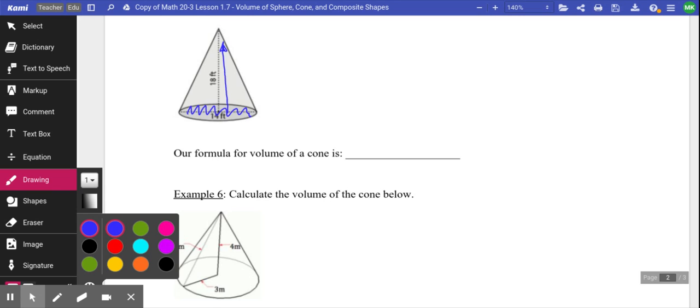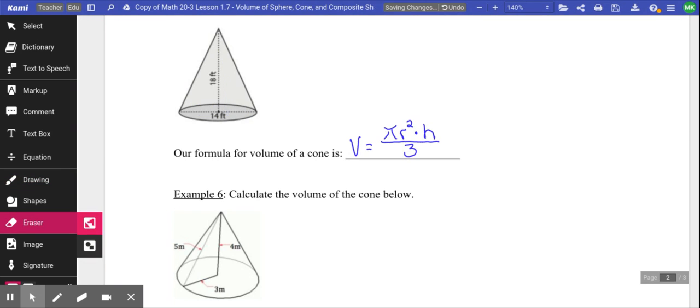The formula, if you have it, is pi r squared, which is the circle on the bottom, times the height, divided by 3 because it's not a full cylinder, it's a cone. That one's a little bit more logical, a little bit better than the sphere. So it's pi r squared, and that's because that gives me the area of the circle on the bottom.